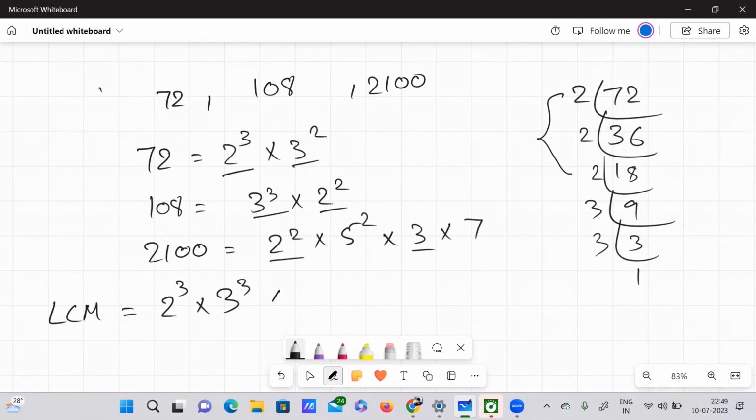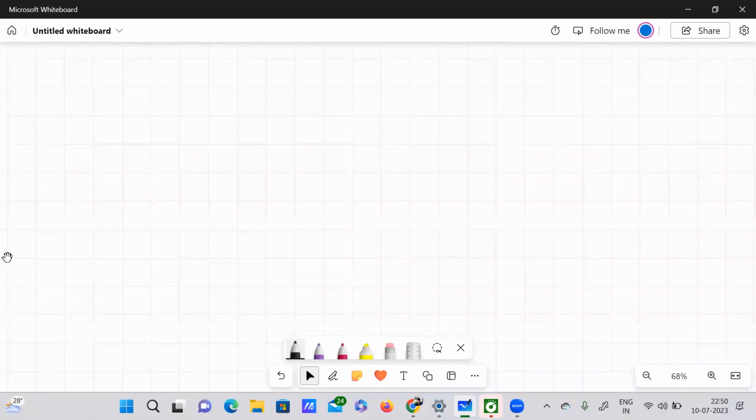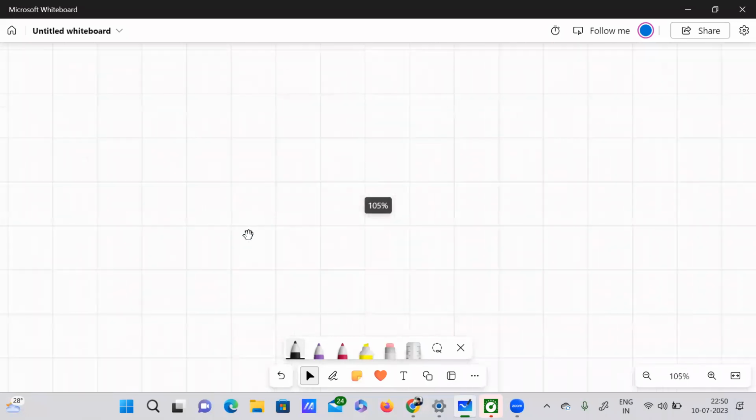Okay. And now what is the highest power for this 5 square here? We don't have any 5 square here and here, but still we can consider this 5 square, as it is the least thing that we can consider. Okay. And what is the maximum power for 7 here? That is 1. Why? Because here also we don't have any 7. Okay. Now if you just calculate all these things, you'll get a value of 37800. Okay. So this is a way wherein with the help of prime factorization, you can easily calculate the LCM.